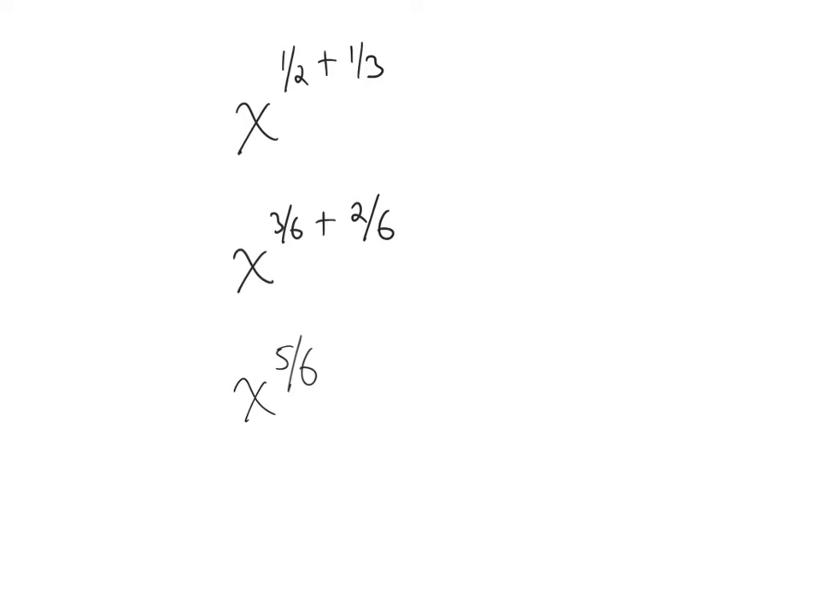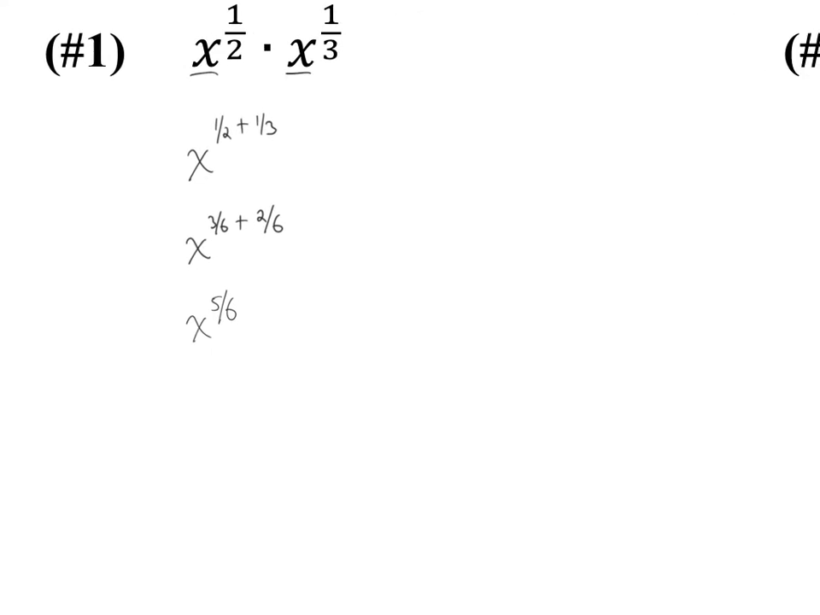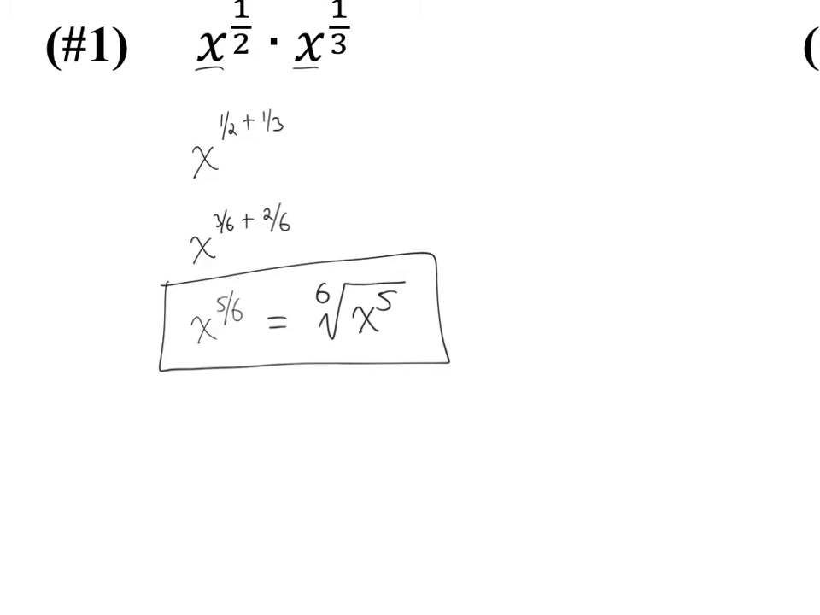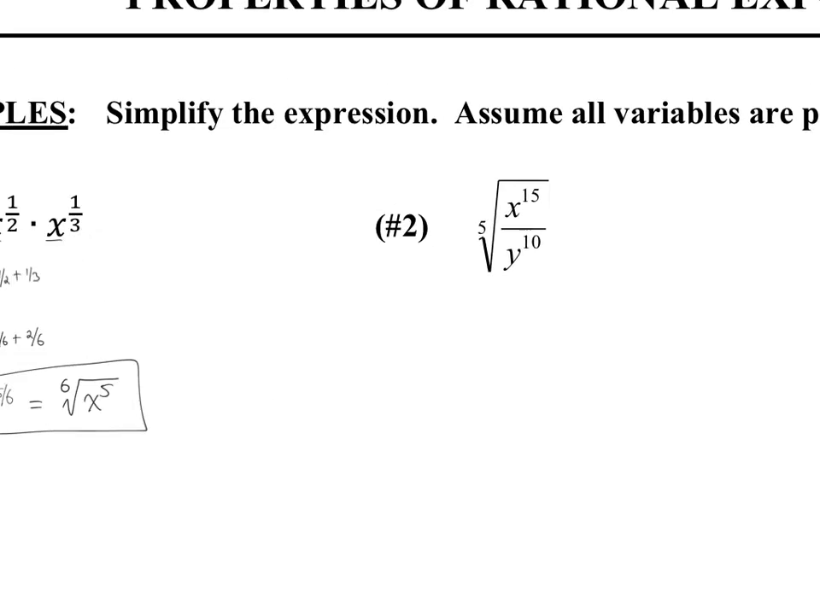Also, I'd like you to remember to, if you're able to, write it in radical notation too. So in this case, it's the 6th root, and it's going to be x to the 5th. Both of these are answers for this problem. All right, let's do number 2.